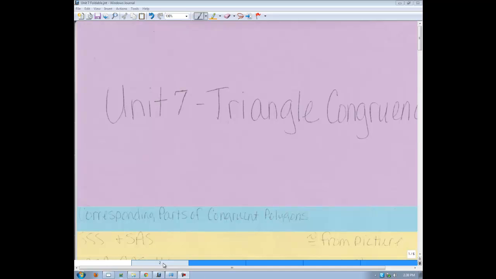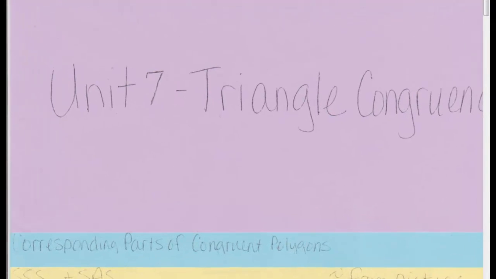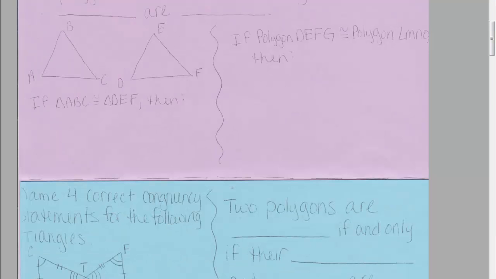In Unit 7, we'll be learning about triangle congruence. We're going to be working on our foldable. The first part of the foldable says corresponding parts of congruent polygons. So open it up, and it will look like this.